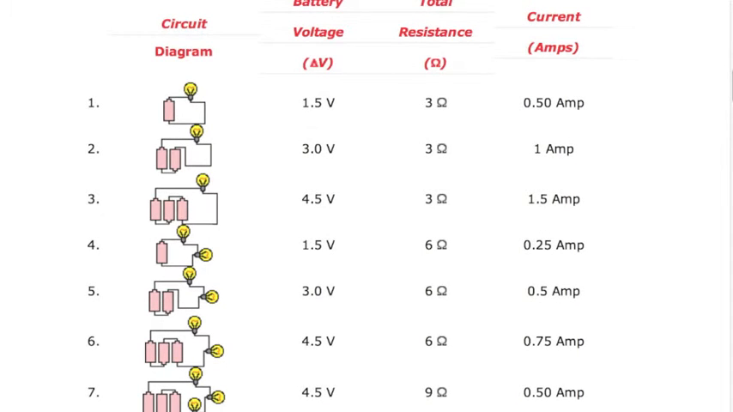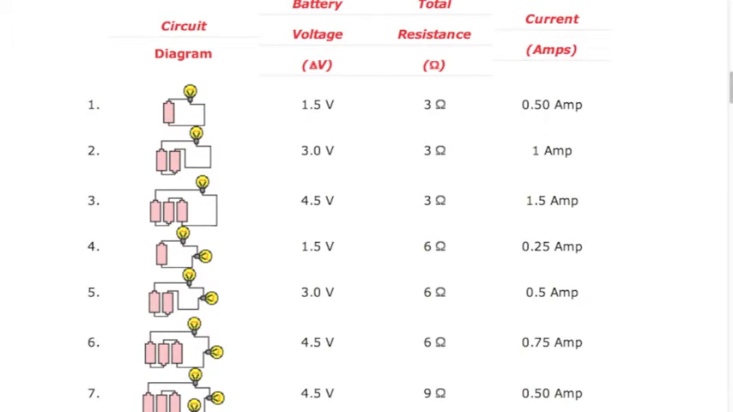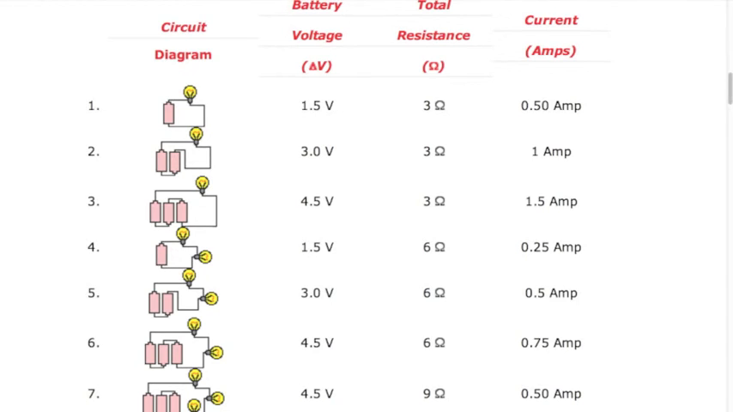In the fifth and sixth diagrams, we increase the voltage and keep the resistance the same, so the current starts to increase. In the seventh diagram, we have 3 batteries and 3 bulbs, and we end up where we started, like the first circuit.